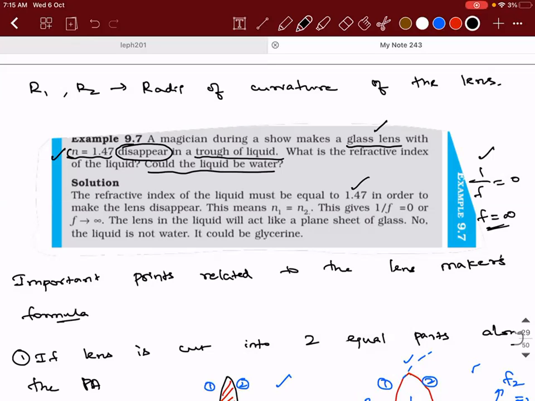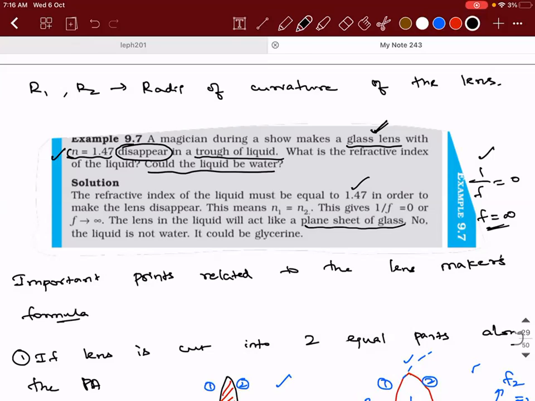You cannot define the focal length of that kind of a material which does not have a radius of curvature at all. And that is nothing but a plane sheet. So what will happen is, though this lens is made of glass, it is a lens, but when you immerse it in a liquid of the same refractive index, it is no more going to be a curved lens, it will become a plane lens. I cannot say plane lens, I'll call it a plane sheet of glass.